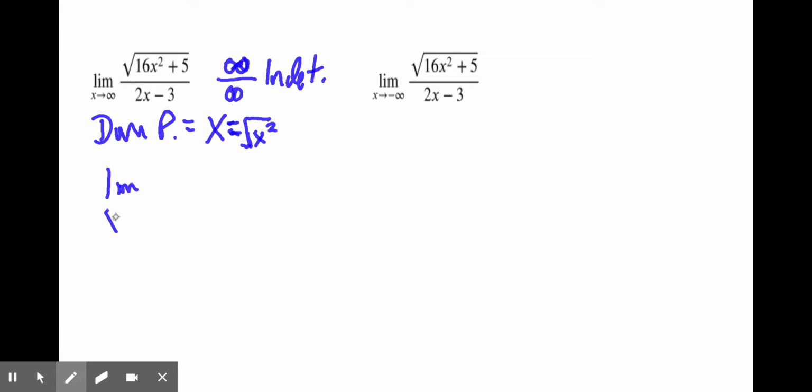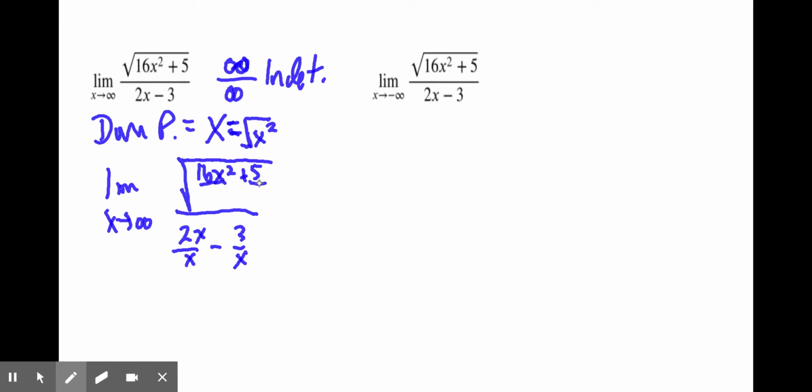So we have the limit as x goes to infinity. In the denominator, it's easy. It's just 2x over x minus 3 over x. I'm going to divide everybody by the dominant power. In the numerator, I also want to divide by the dominant power. But again, everything that's up there is in a radical. The 16x squared is in the radical and the 5 is in the radical. You can't just eliminate the radical because it's inconvenient. It's part of the problem.